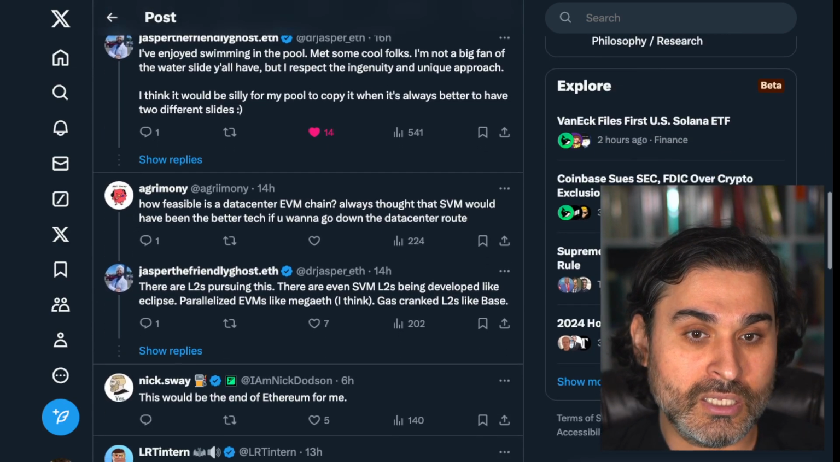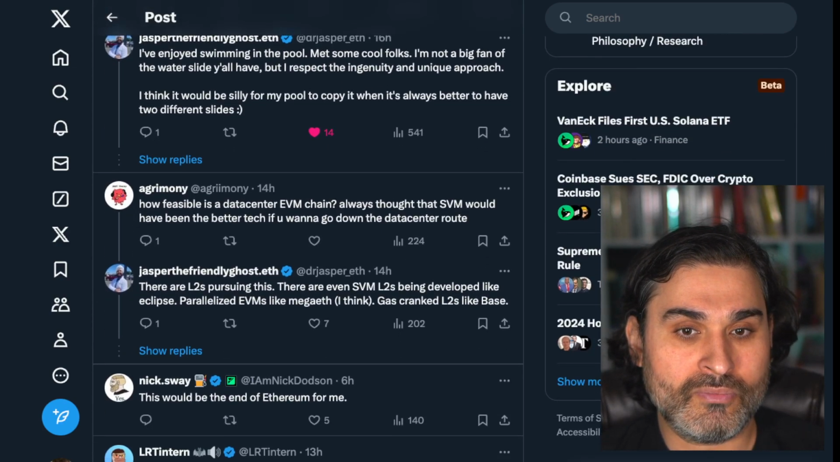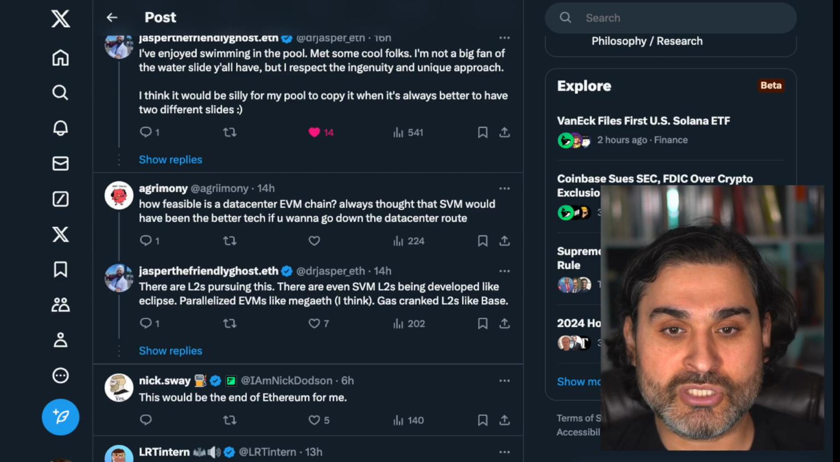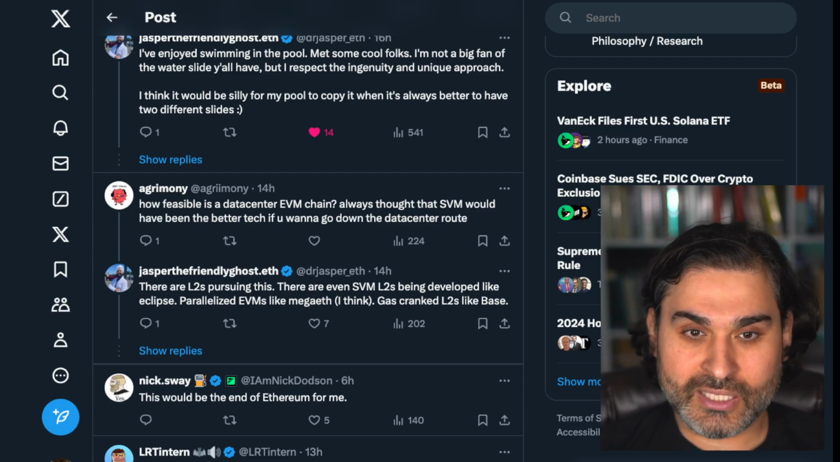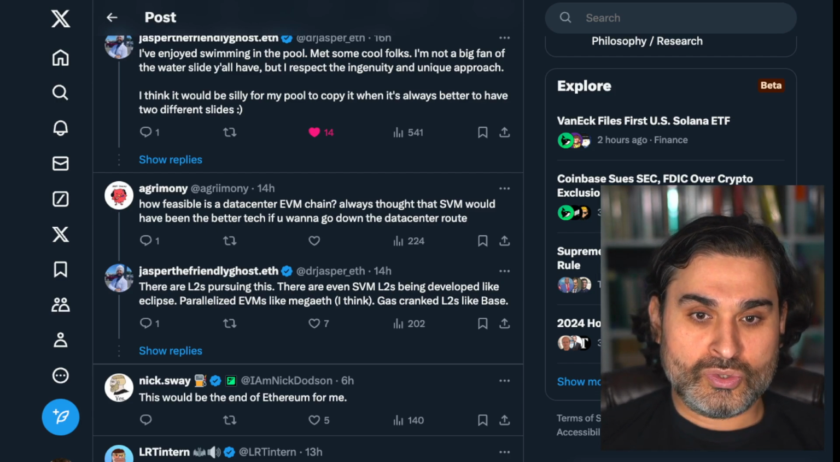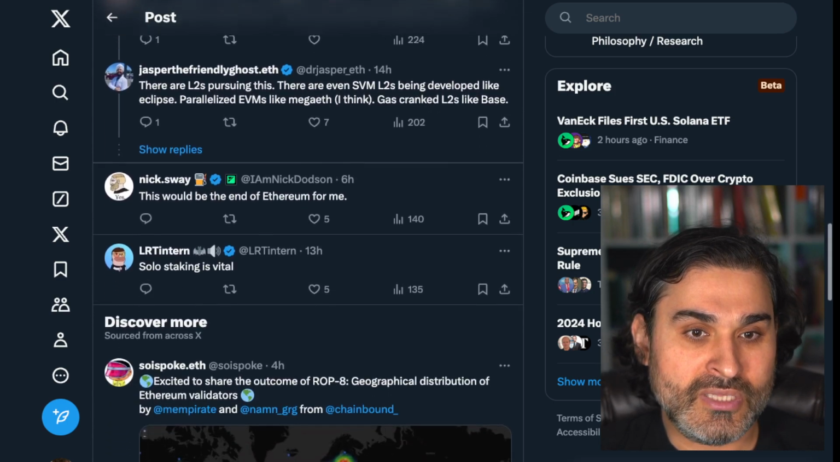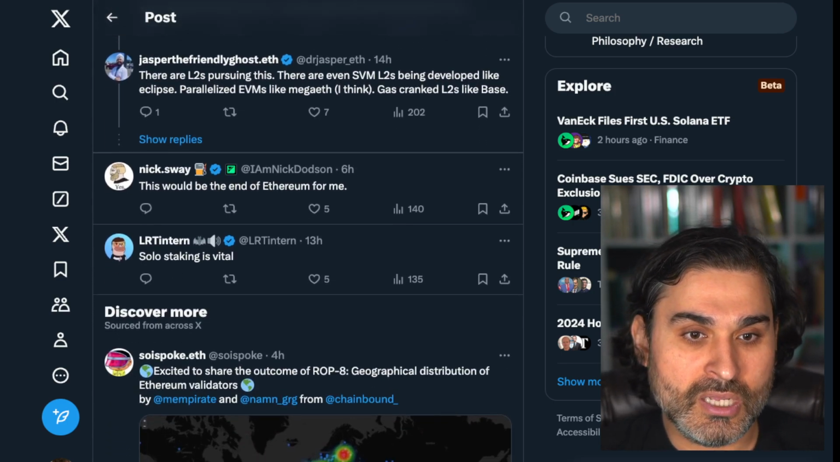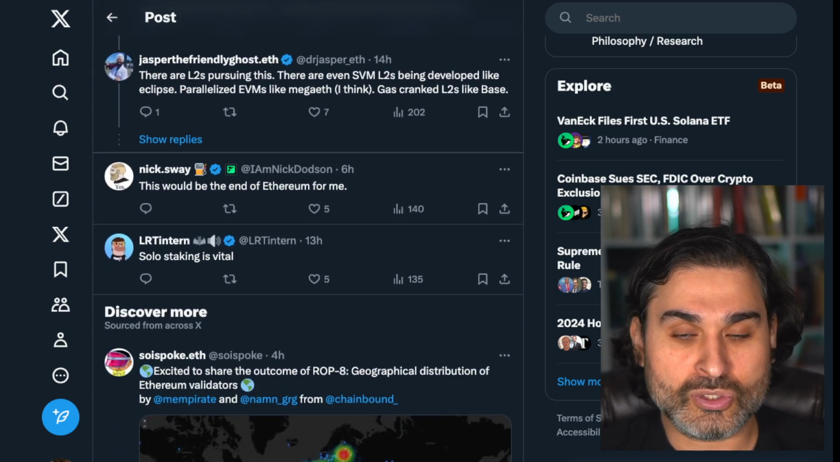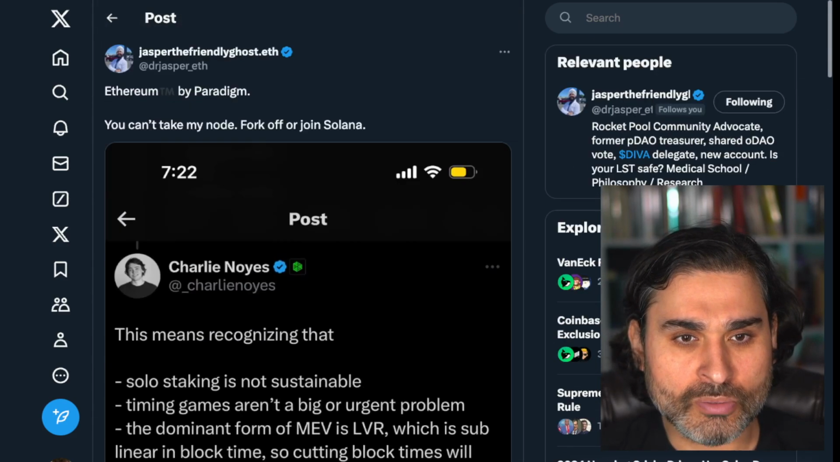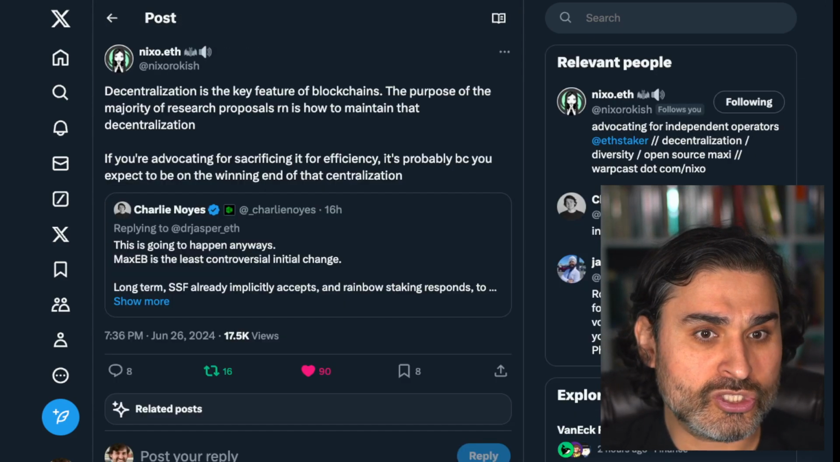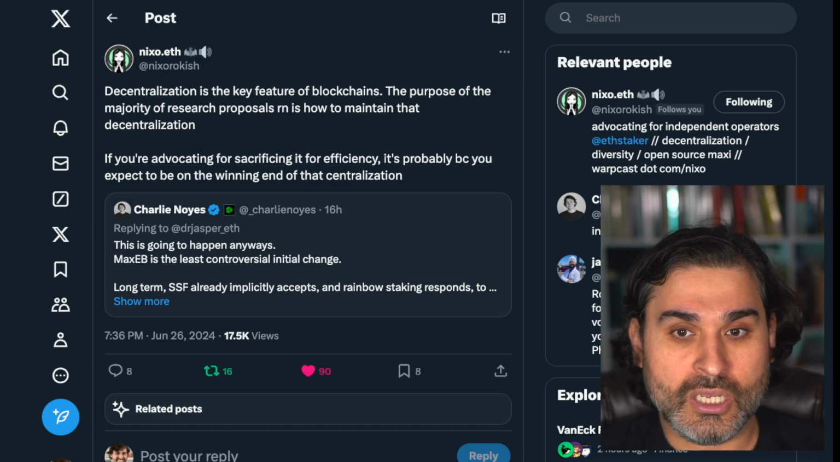And then people were saying, if you want a data center EVM chain, then you can just use AVAX, which is already doing that. You can use SVM instead. Nick Sway said this would be the end of Ethereum. LRT Intern says solo staking is vital. So people were responding really strongly. Nixo then, of course, responded.